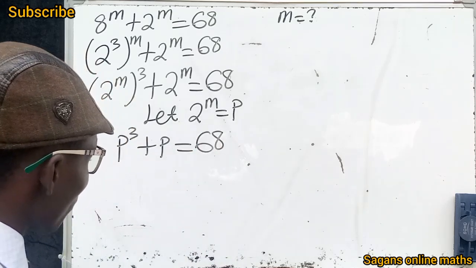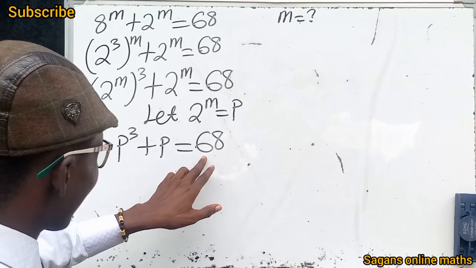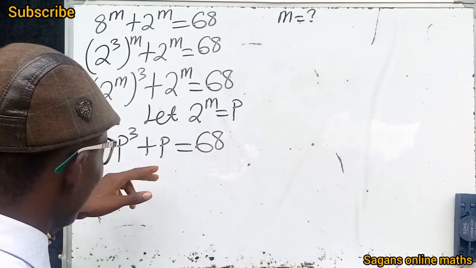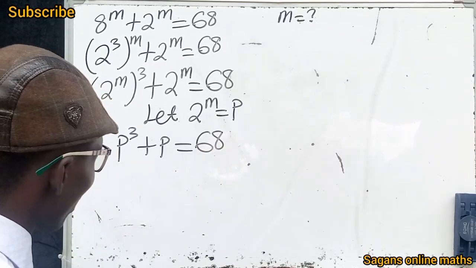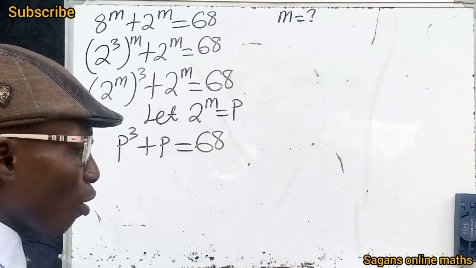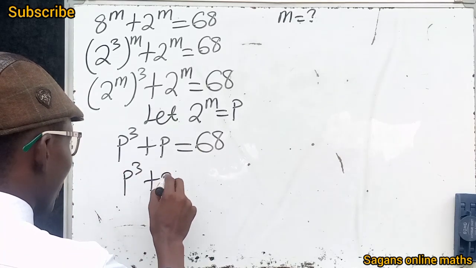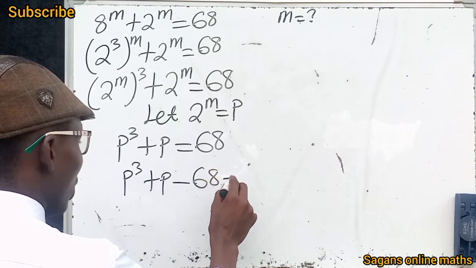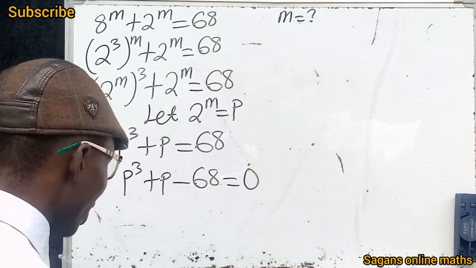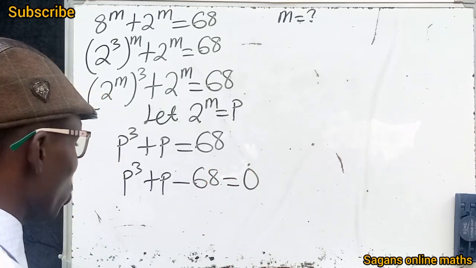Now, I don't want to stress myself or go and find a number that I can raise it to. I don't want to do all this sort of thing. What am I going to do? I will subtract 68 from both sides. So now we see that this is p raised to the power of 3 plus p minus 68 equals 0.